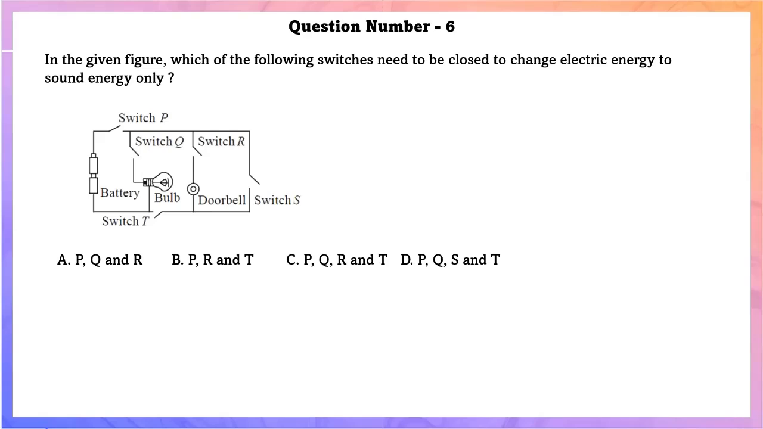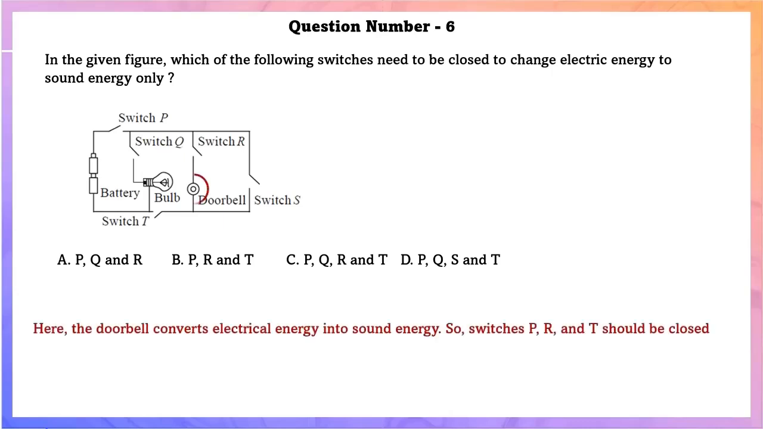Question number 6. In the given figure, which of the following switches need to be closed to change electric energy to sound energy only? Here, the doorbell converts electrical energy into sound energy, so switches P, R and T should be closed.